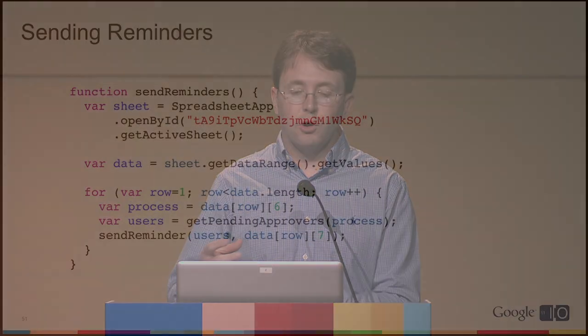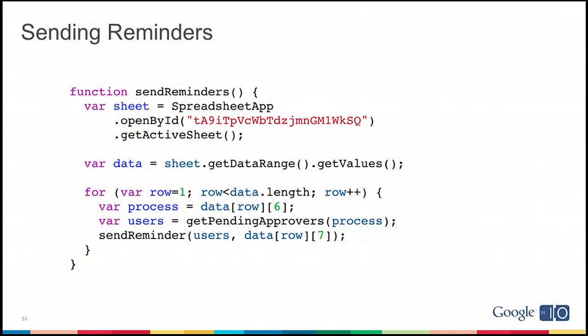Then to send the reminders, our function is going to open our data store, our spreadsheet. It's going to pull all the data from the spreadsheet, and then it's going to iterate through every single row and get the pending approvers on each row and send them a reminder email. Okay? So in one step, we're going to iterate through the entire data store for every article that's pending and send reminders to everybody. And then we need a way to run this automatically.